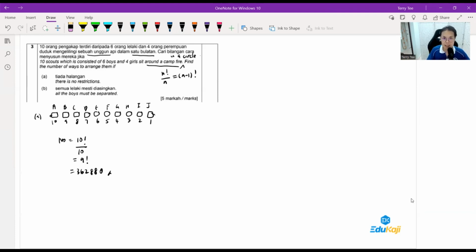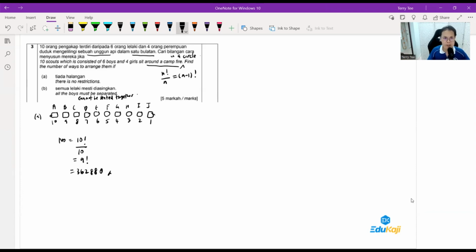Okay, I think the second part, the terminology that they use is a little bit, how would I say, unsuitable. Should we say, all the boys cannot be seated together? Cannot be seated together. And if you check the marking scheme, it is also based on this.